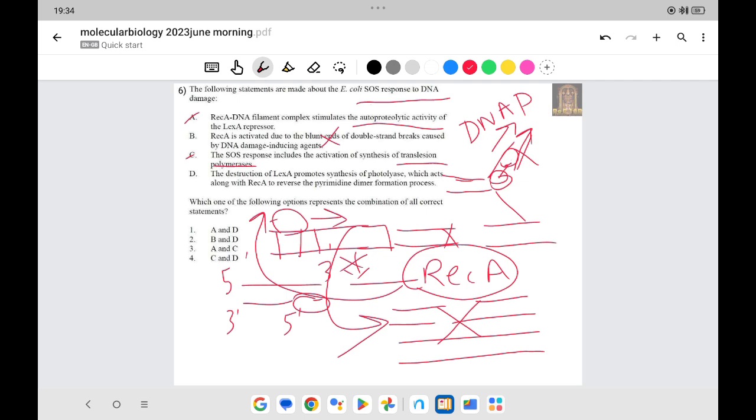The destruction of the LexA promoter and synthesis of photolyase. There is no actual relation between photolyase and the LexA repressor, but photolyase is a very responsive enzyme in the case of pyrimidine dimer formation. When we want to remove that pyrimidine dimer, the photolyase enzyme is very much essential. But here there is no relation. This photolyase is not a part of the SOS response regulatory genes. So the correct answer is option 3.